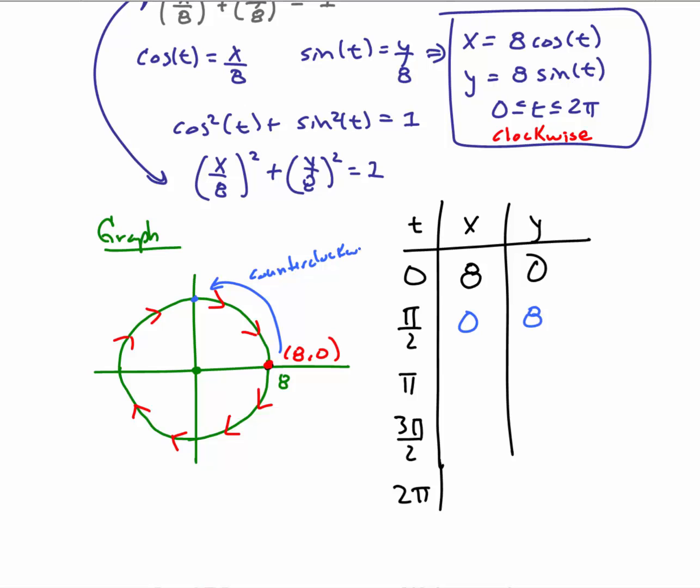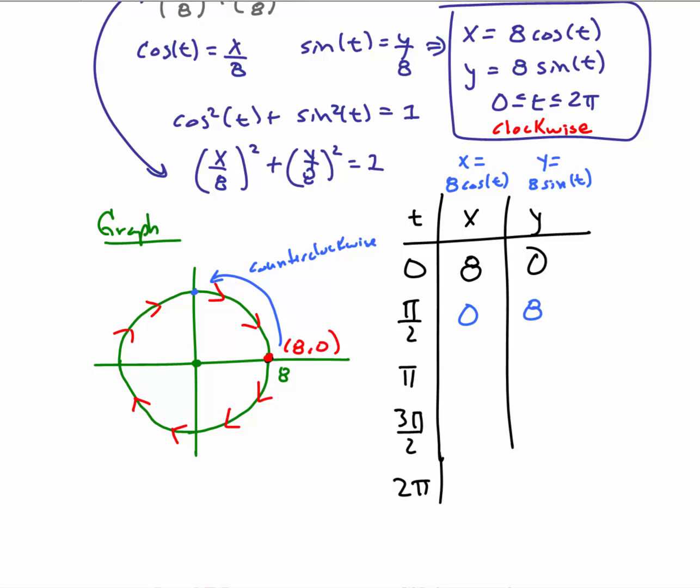So that tells me that these are wrong. 8 cosine t and 8 sine t are wrong. Well, a quick fix for this is to just negate the argument of your trig function. Okay, so this didn't work. So this is if we were using x equal 8 cosine of t, and y equal 8 sine of t. It didn't work, so we have them wrong.